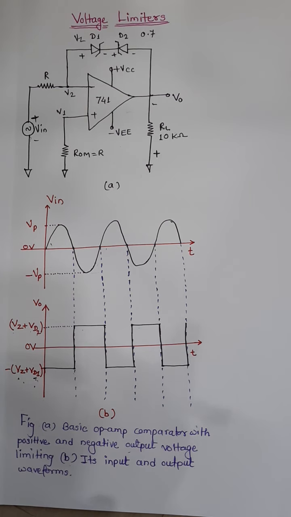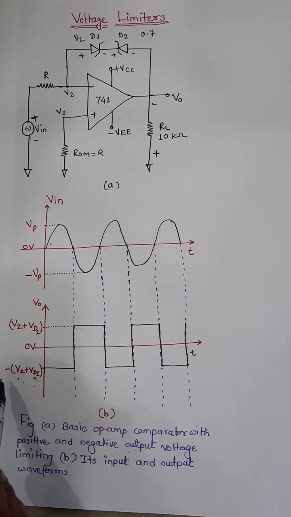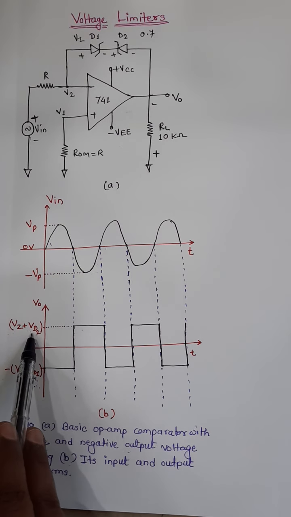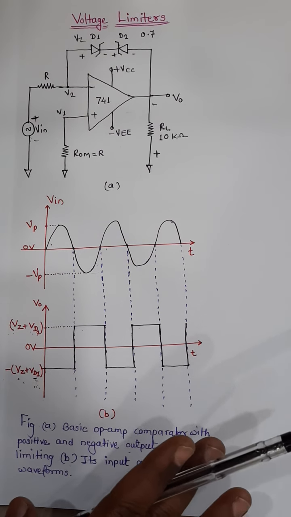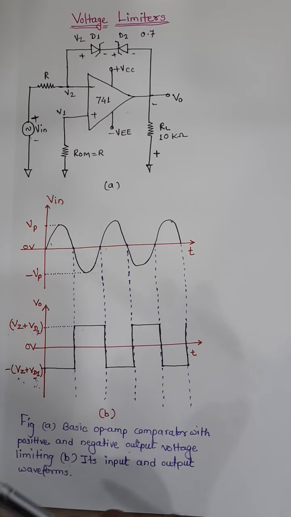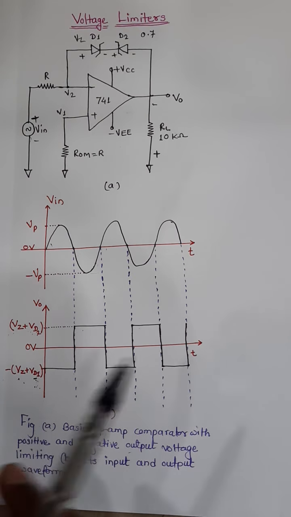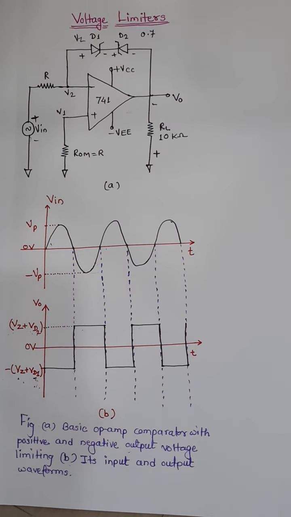So what we did here is limit the output to some value, that is VZ plus VD2, or minus VZ plus VD1. In both cases, VD2 is equal to 0.7 volt and VD1 is also equal to 0.7 volt. In this way, we can control the output voltage amplitude, that is, to which value we want to control the output voltage. Whenever we want a specific value of output voltage, we can use the voltage limiter circuit.